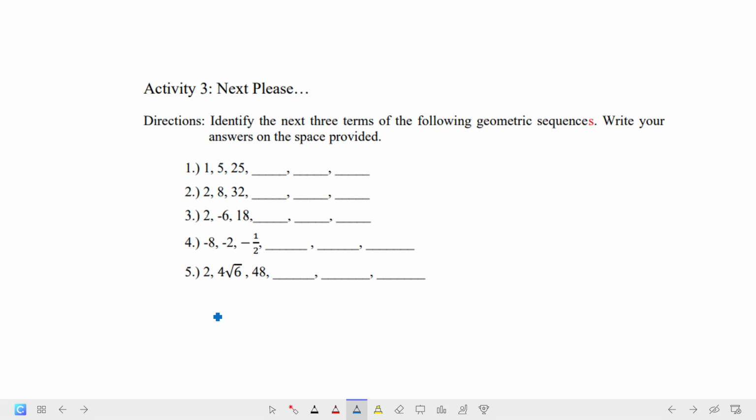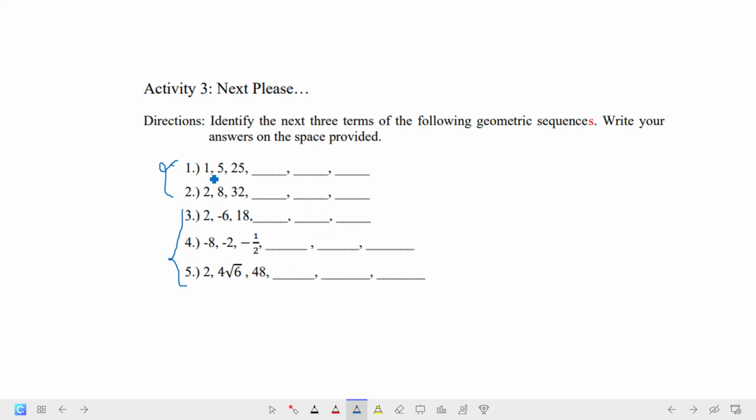Okay, so in your activity 3, here are the directions. Identify the next 3 terms. This time, you are going to give the next 3 terms of the following geometric sequences. Write your answer on the space provided. And again, let us do items 1 and 2, and you will do the rest.